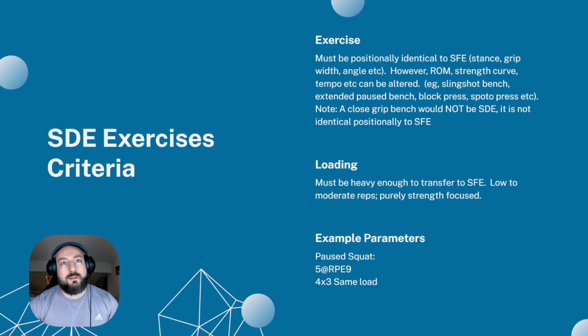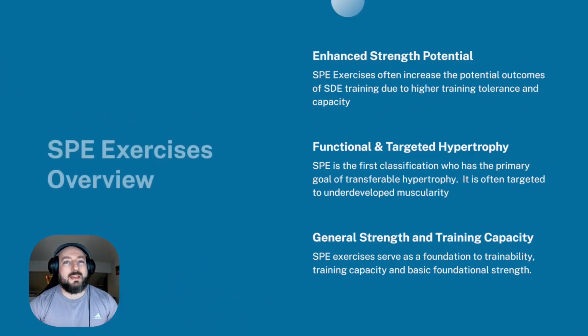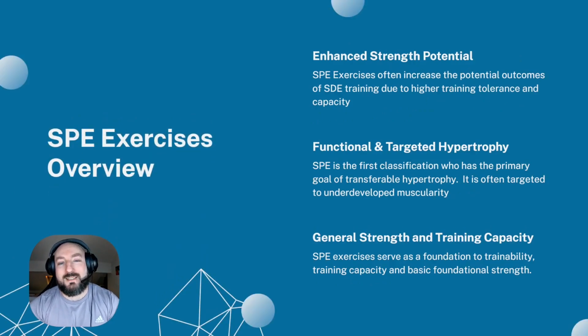The third criteria is specialized preparatory exercise. Now, this is the first transition away from strength towards hypertrophy. Yeah, of course, there's an element of strength, but it's all about structural adaptations where a lifter probably needs it. It doesn't need to be targeted. It can be generic, especially for beginner lifters.